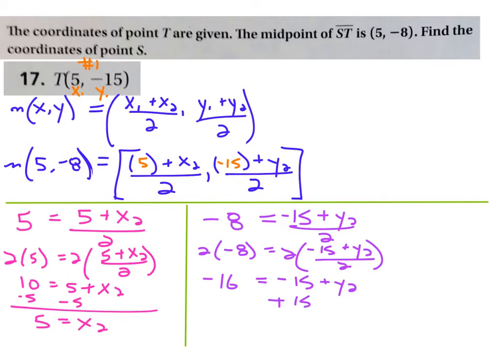And then what we need to do is add 15 to both sides. And we get -1 is equal to the y coordinate of point number 2. So then we will have as an answer for the coordinates of point S, S is 5, comma, -1. And let me just verify that answer. Number 17 in the book. Looks great. Okay, got a couple more of these. We're going to do these quickly.